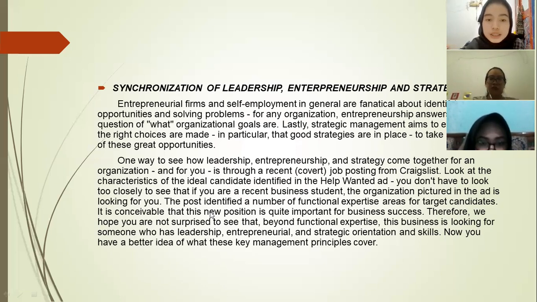It is conceivable that this new position is quite important for business success. Therefore, we hope you are not surprised to see that beyond functional expertise, this business is looking for someone who has leadership, entrepreneurial, and strategic orientation and skill. Now you have a better idea of what these key management principles cover.